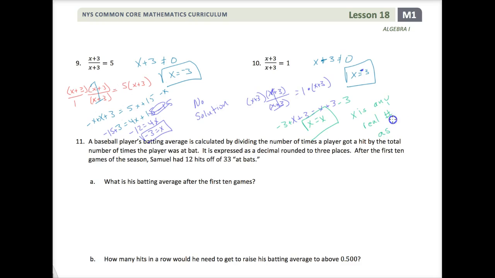as long as x does not equal negative 3. Oh, does not equal. I got it.